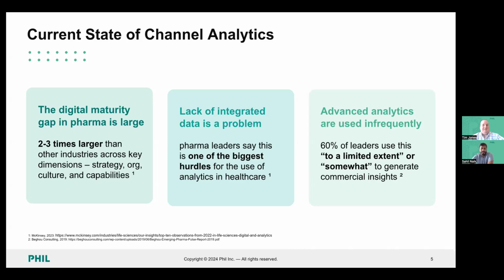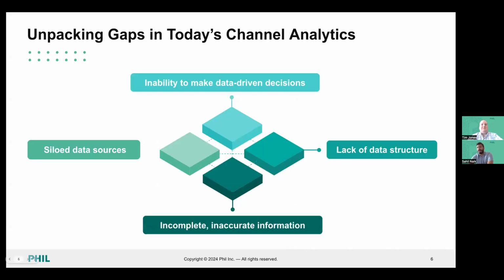So maybe we can talk about what some of those struggles look like. How does this actually translate? There is some data, but you can't use it. What does that actually mean? There are a number of gaps in terms of the data sources and structure that folks have heard about, and then the question is how do you pull all of this together to make data-driven decisions?